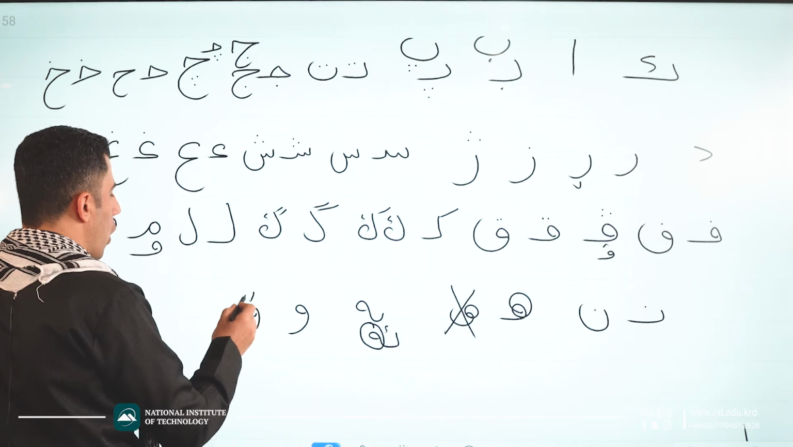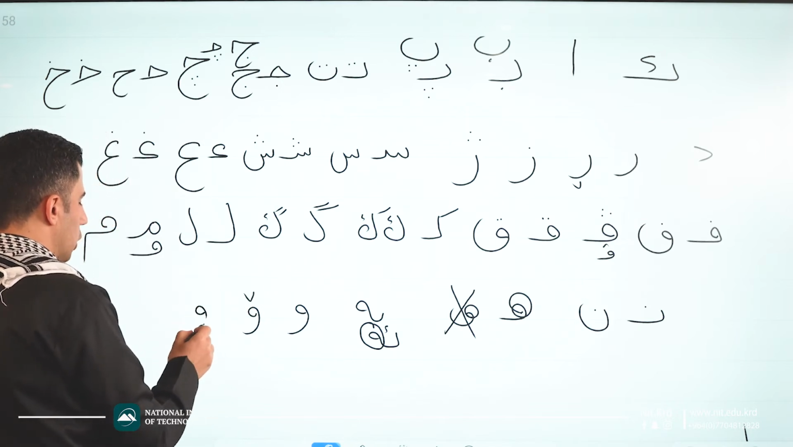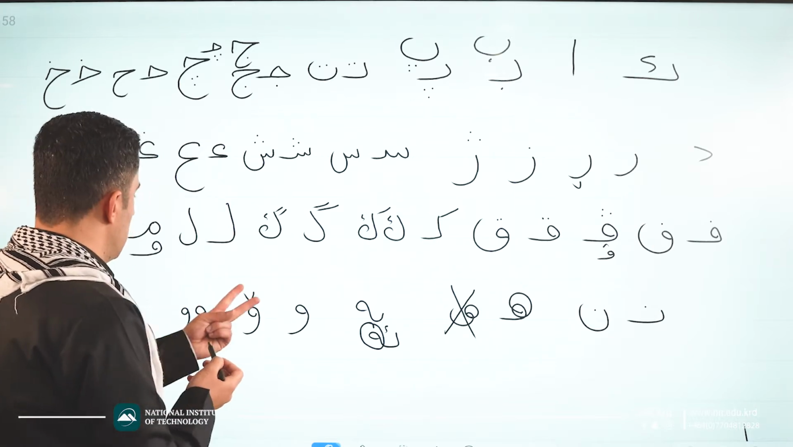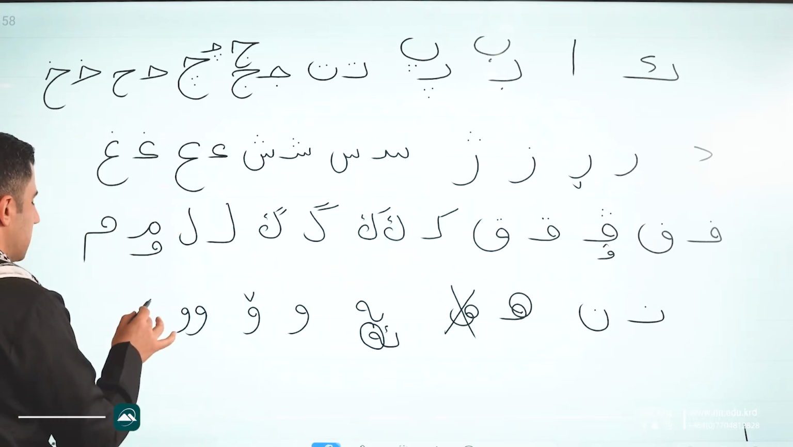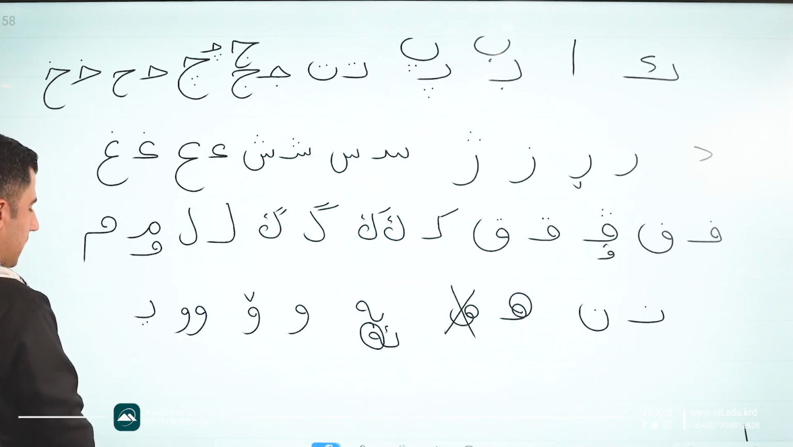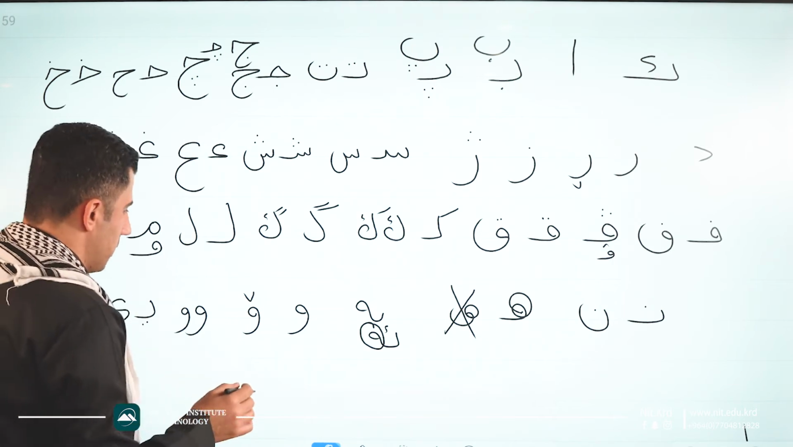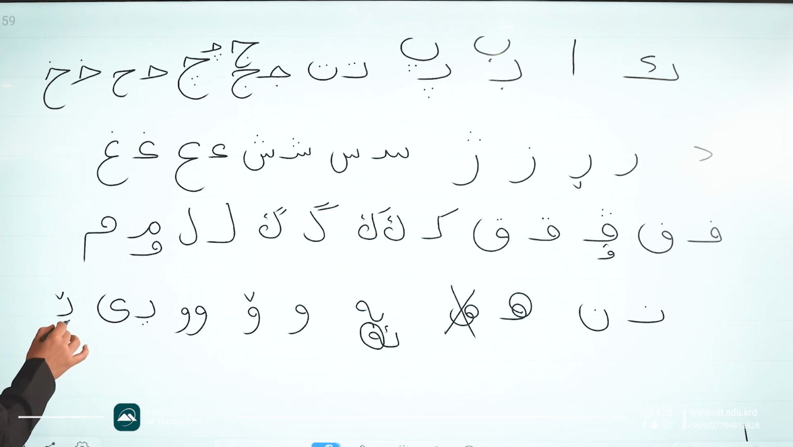Beside this, we have wo, and we have long wu, two wu together, and we have yi at the beginning and in the middle, and at the end it is like this. After yi, the last one is ye. I told you we do not have it at the beginning of any word, but in the middle we can use it. For example, in Meru. In the middle we can use it, but at the beginning of the word we cannot.